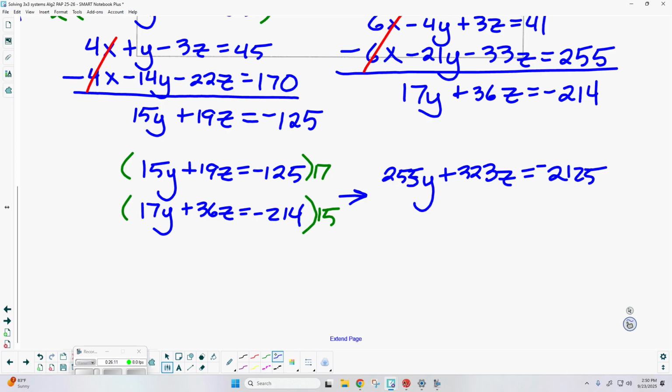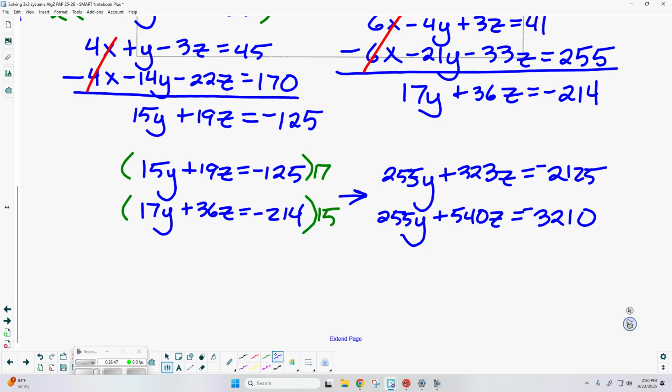Okay. Now we multiply through by 15. So again, I got 255y. 36 times 15, I got 540z, is equal to negative 214 times 15. And what should I get for that one? 3210. Okay, and it's negative. Okay. All right, those numbers looking familiar? Okay, don't let them bother you that they're huge.